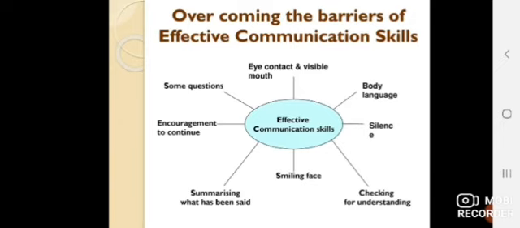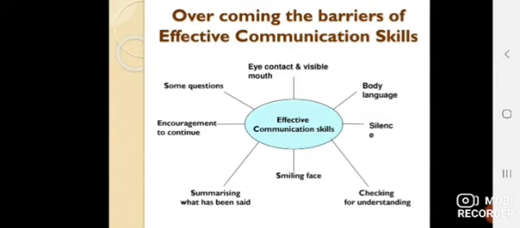There are some elements which we need to consider, or some issues we need to focus on, to make communication effective. The first one is eye contact and visible mouth. If you are a public speaker or sharing some information with others, your eyes are most expressive. You have to maintain steady eye contact with the audience or the receiver to create reinforcement in the mind of the audience or the receiver.